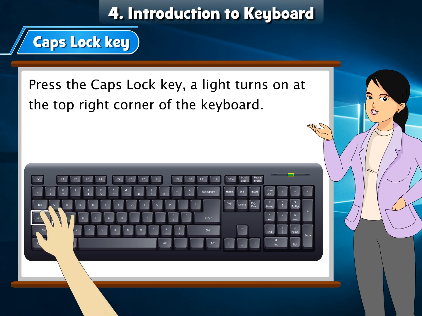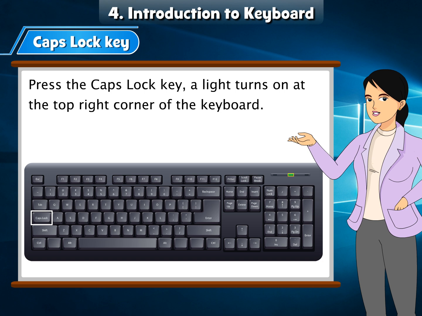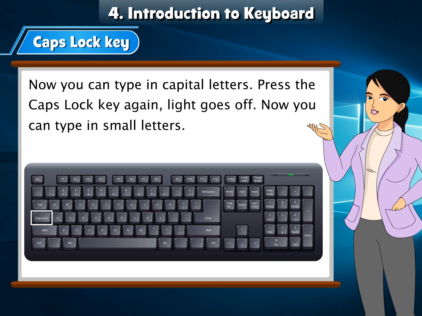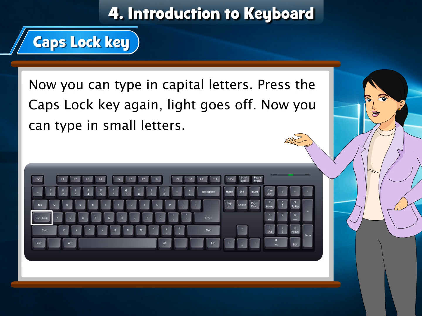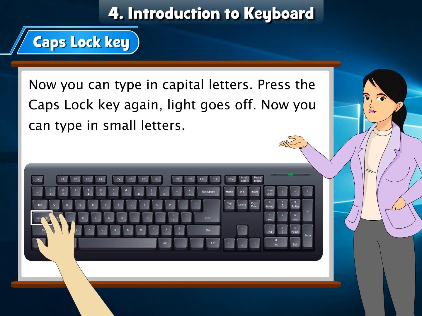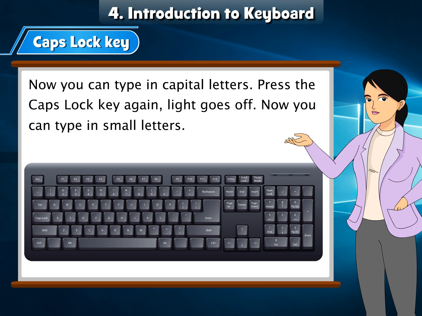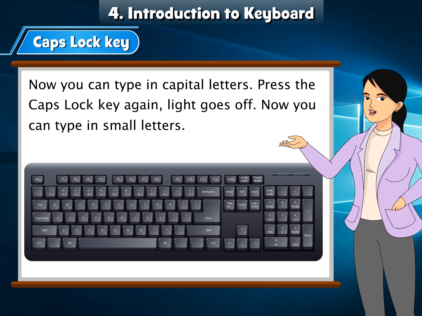Press the caps lock key. A light turns on at the top right corner of the keyboard. Now you can type in capital letters. Press the caps lock key again. Light goes off. Now you can type in small letters.